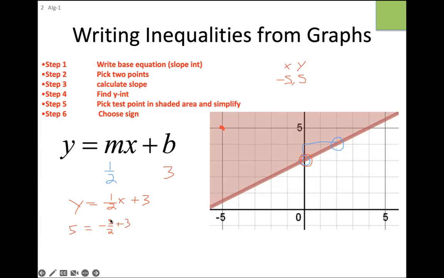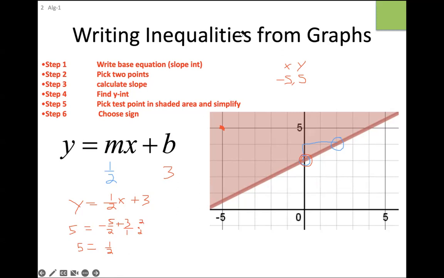Now I need to simplify -5 halves plus 3. So I need to turn 3 into a fraction that has 2 at the bottom. I'm going to multiply the top and the bottom by 2. And that would give me 5 is equal to, 3 times 2 is 6. -5 plus 6 is 1. The common denominator is 2, so I get 1/2. So I get 5 is equal to 1/2, and I need to make that into a true statement.